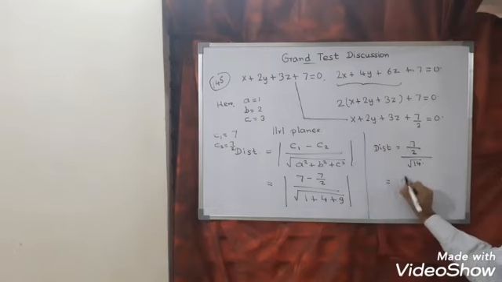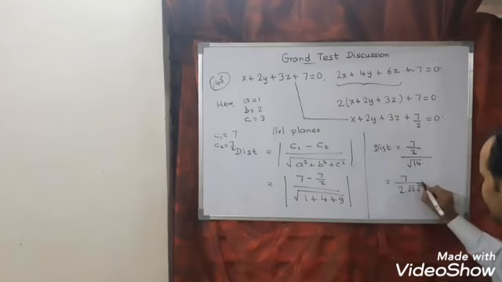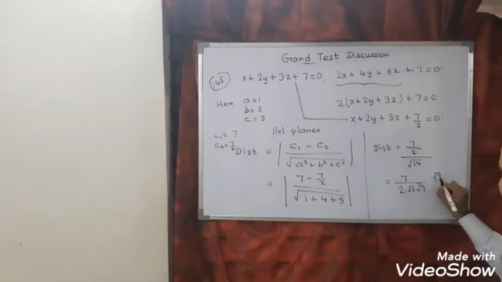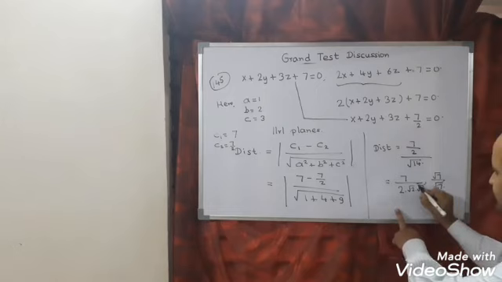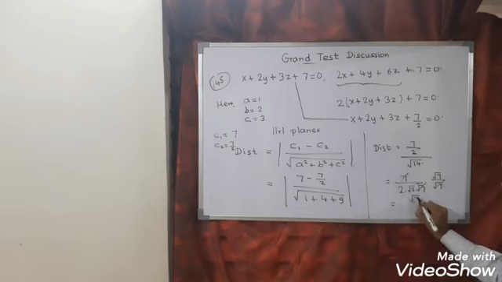Or this we can write as 7 by 2 root 14. Root 14 we can write as root 2 into root 7. Now what I am doing here is, I am multiplying by root 7 and dividing by root 7. So root 7, 7 cancel. So finally the answer of this question is root 7 divided by 2 root 2.